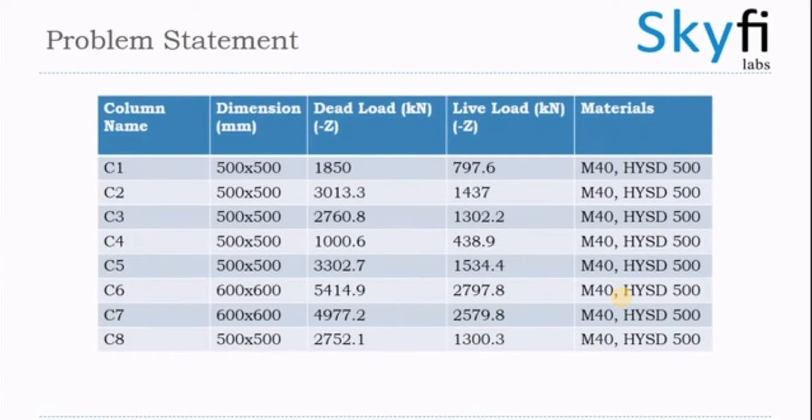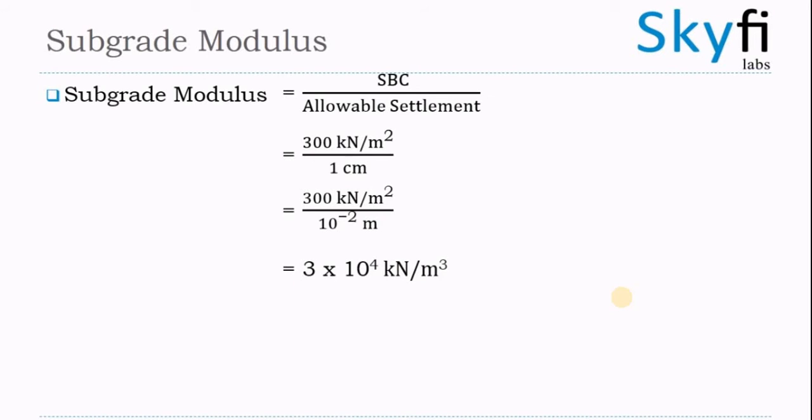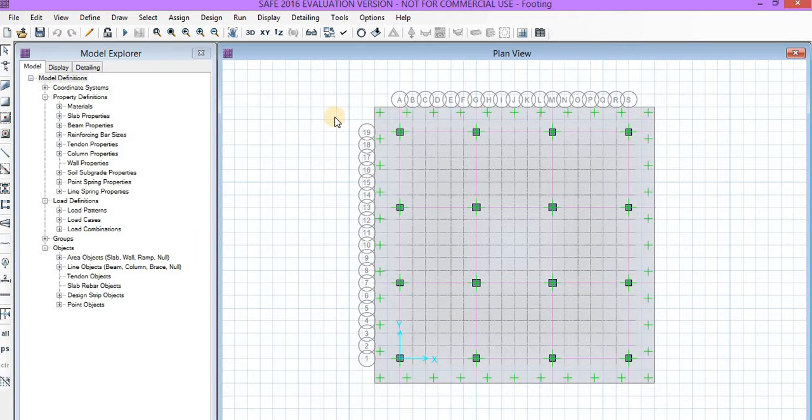You can see the name of the column, its dimensions, dead load, live load and materials. Similarly, you can see here also, all this data has arrived from the design of tall buildings. These loads are basically the loads on the column which we will be taking while designing the footing. The subgrade modulus, which is given by the safe bearing capacity divided by the allowable settlement, comes out to be 3 into 10 to the power 4 kilonewton per meter cube. So now we'll go to SAFE and we'll start designing.